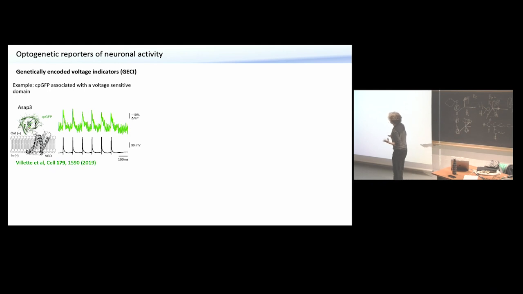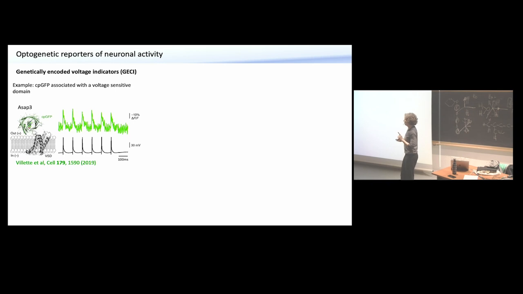So here is an example from a few years ago. It's just an example of a voltage indicator, which is called ASAP3. It's made of a voltage-sensitive domain, which is inserted in the membrane of the cell. And when there is an action potential, this voltage-sensitive domain will change its conformation, and it's attached to a circular GFP, which will change its fluorescence. So here is an example again where they put an electrophysiology pipette in the cell to measure the action potential, and also they measure the fluorescence at the same time. So you see the fluorescence curve here.